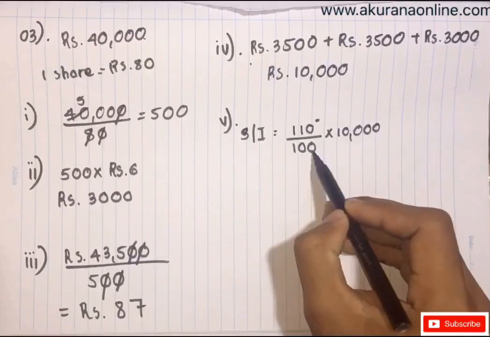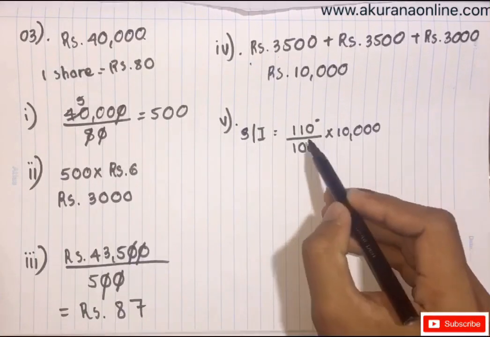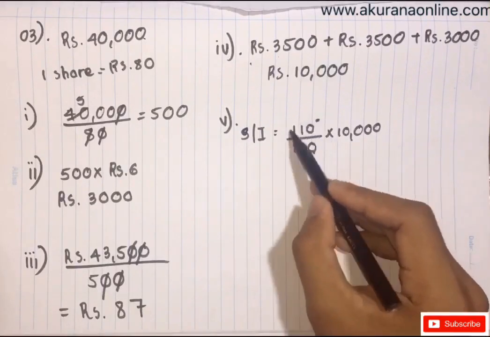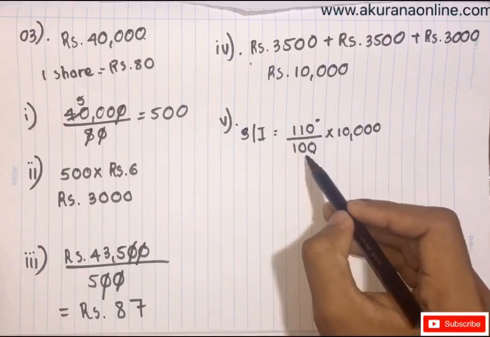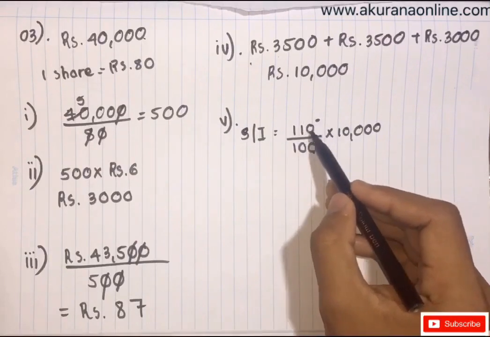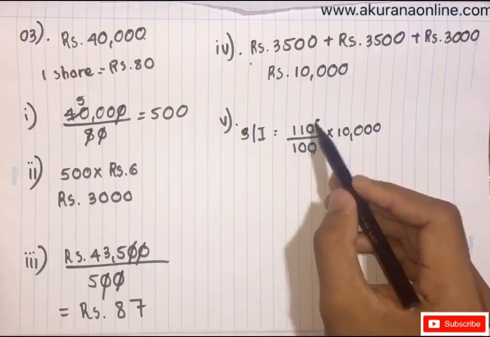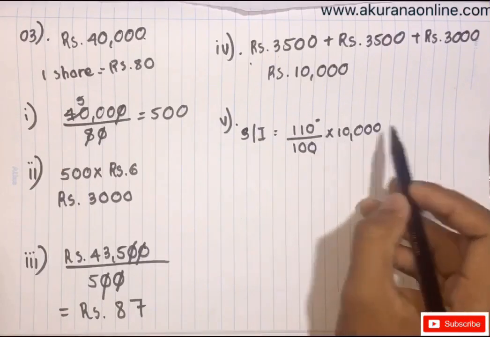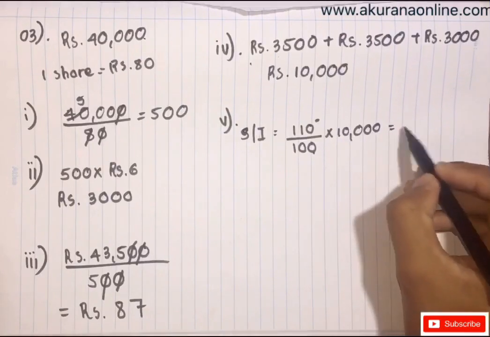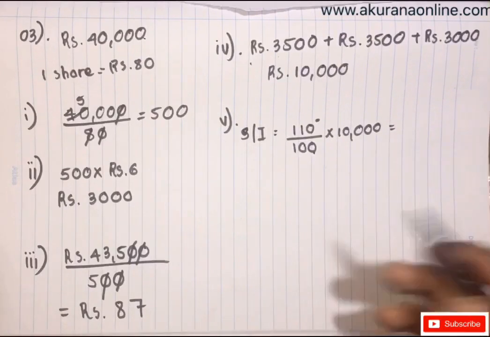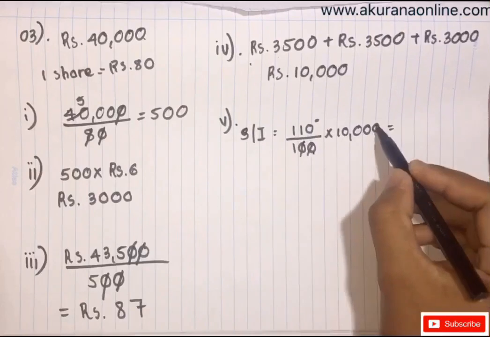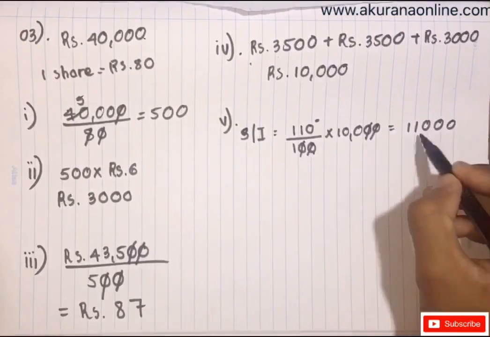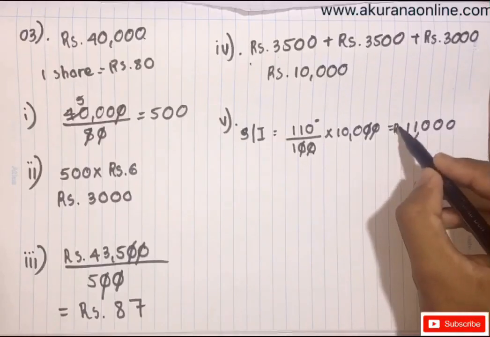That means if he is depositing 100 rupees in the bank, he is getting an interest of 10 rupees, 10%. That means altogether he will have 110. 100 plus the interest 10 is equal to 110. Therefore 110 is for 100, means how much for 10,000. This is the amount with the interest after 1 year. Here you will be getting 11,000 after 1 year.